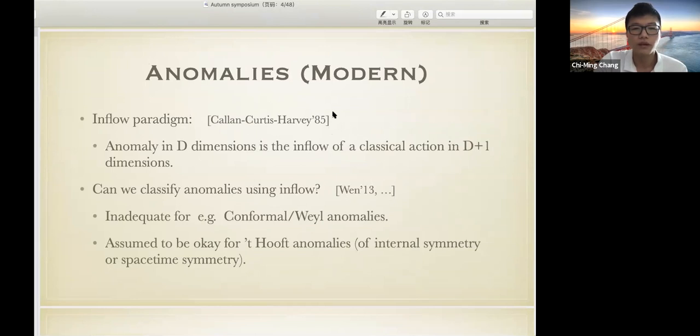A more recent approach to anomaly follows the inflow, which is the statement that an anomaly in D dimensions is the inflow of a classical action in D plus one dimensions. There is a lot of recent work on this, and it has gradually developed into a paradigm. I will call it the inflow paradigm. A very natural question to ask is, based on the inflow paradigm, can we classify anomalies using inflow? This question is already known to have a negative or inadequate answer for conformal or Weyl anomalies. But it is assumed to be okay for 't Hooft anomalies of internal symmetry or space-time symmetry.